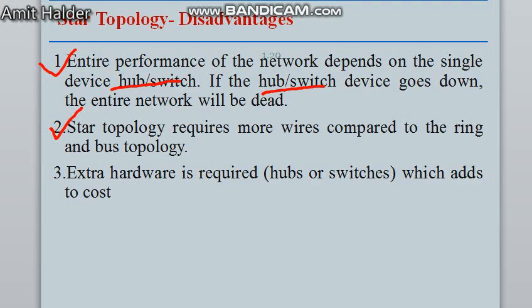Star topology requires more wires compared to ring and bus topology. They need more wires to connect each other. Extra hardware is required, such as hubs and switches, which adds to the cost. And that's also a costly thing.